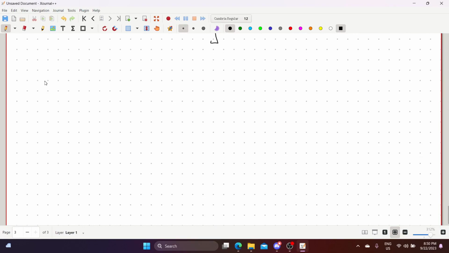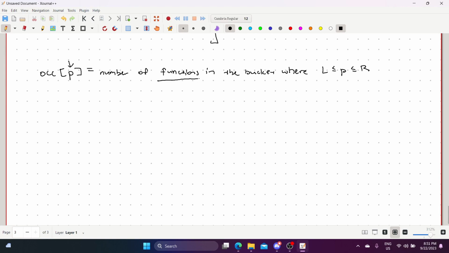So what we want to do is that for each bucket we store an array, occ[P], where P is the position, which equals the number of functions in the bucket where L is smaller than or equal to P, and P is smaller than or equal to R. So what this means is that for each position, you want to count how many functions are affected by the update.